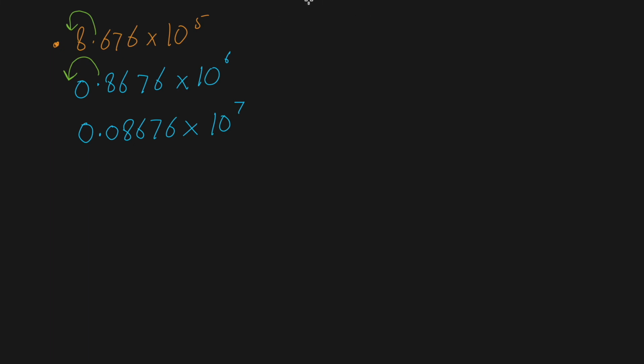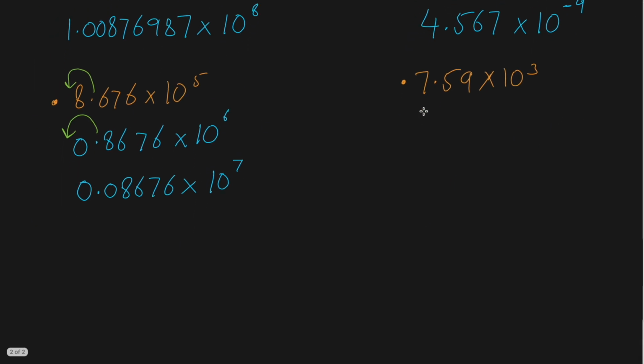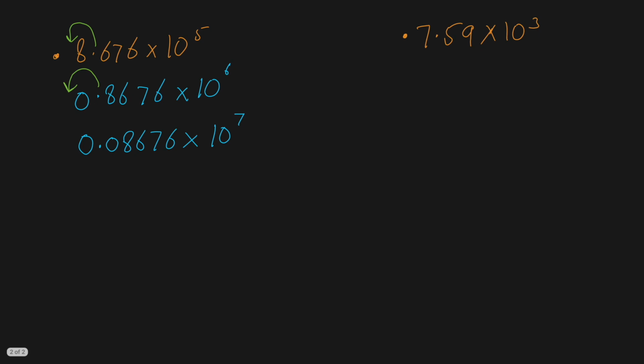Now let's have another one. 7.59 times 10's power 3. So this is this value here. Now let's say I want to go to this side actually. So how will I achieve that? We already know, going to the right side, power will decrease. So we will have the value 759 point times 10's power. We already know, jump 2 digits to the right, so minus 2, 3 minus 2 equal to 1.